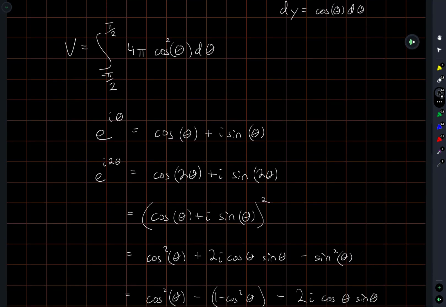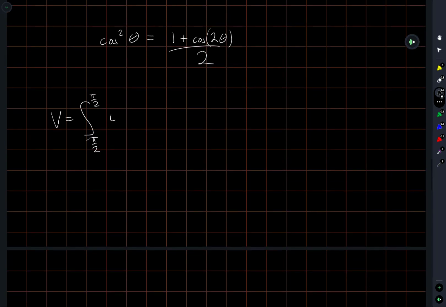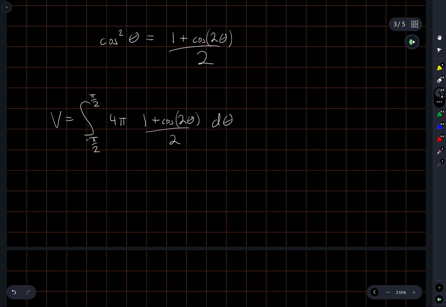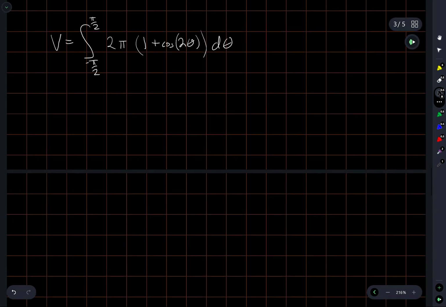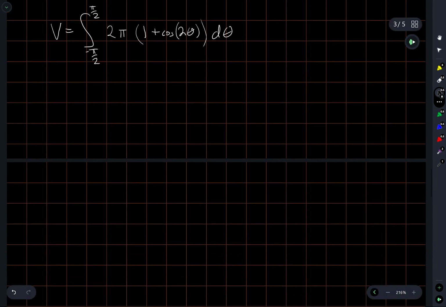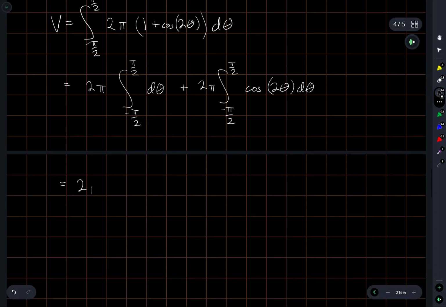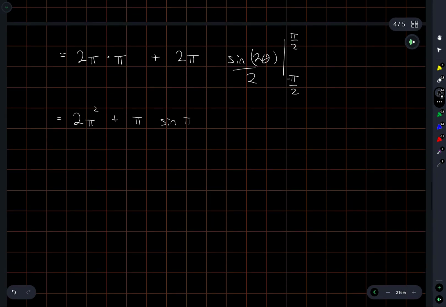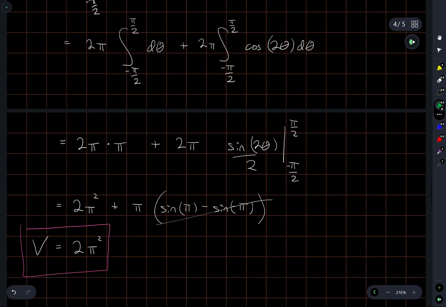is going to be 4 pi times this expression. I'll do a quick cancellation here. And this is essentially just a straightforward integral. So I'll go ahead and do this without comments and hope that I don't make any arithmetic mistakes. So this is the final volume I get, 2 pi squared.